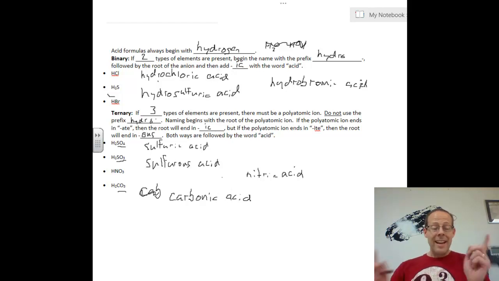Okay? So again, ate ending polyatomic ions become ic ending acids, whereas ite ending polyatomic ions become ous ending acids. And if there's not a polyatomic ion, you're going to start your acid name with hydro.